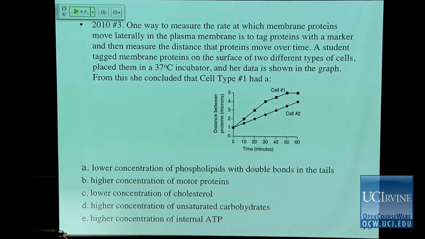Okay, so lower concentration of phospholipids with double bonds in the tail. We're going to have a higher concentration, right? So cell 1 went faster, right? Because the distance is greater. Okay, higher concentration of motor proteins. They're not actually really involved in this. Lower concentration of cholesterol. Could be, right? You have a high concentration of cholesterol at 37 degrees, and it makes things less fluid. Higher concentration of unsaturated carbohydrates. Phospholipids. Carbohydrates.